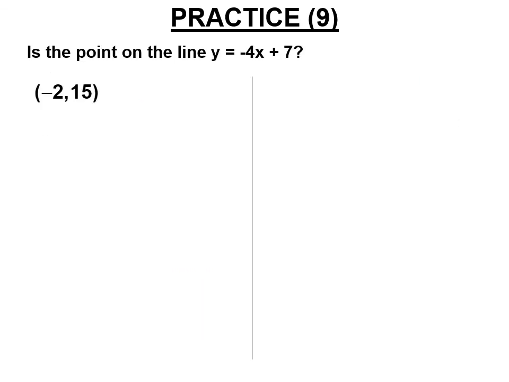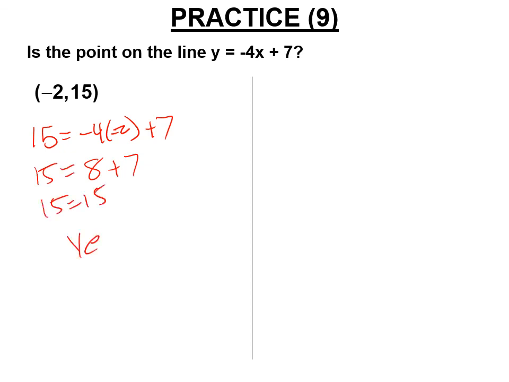Okay, we're checking whether that is on the line. How do we check? We put the y where y is. You put the x where x is. And so the y is 15. The x is negative 2. Negative 2, 4 times negative 2 is positive 8. 8 plus 7, yeah, that's 15. Yes, that has to be on the line. It makes the math work out.